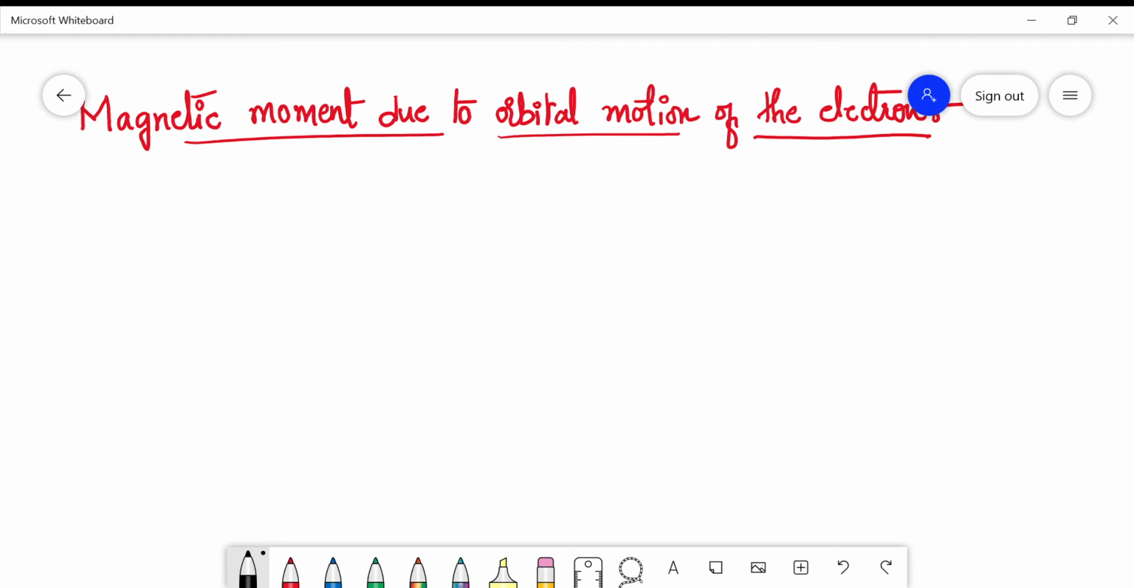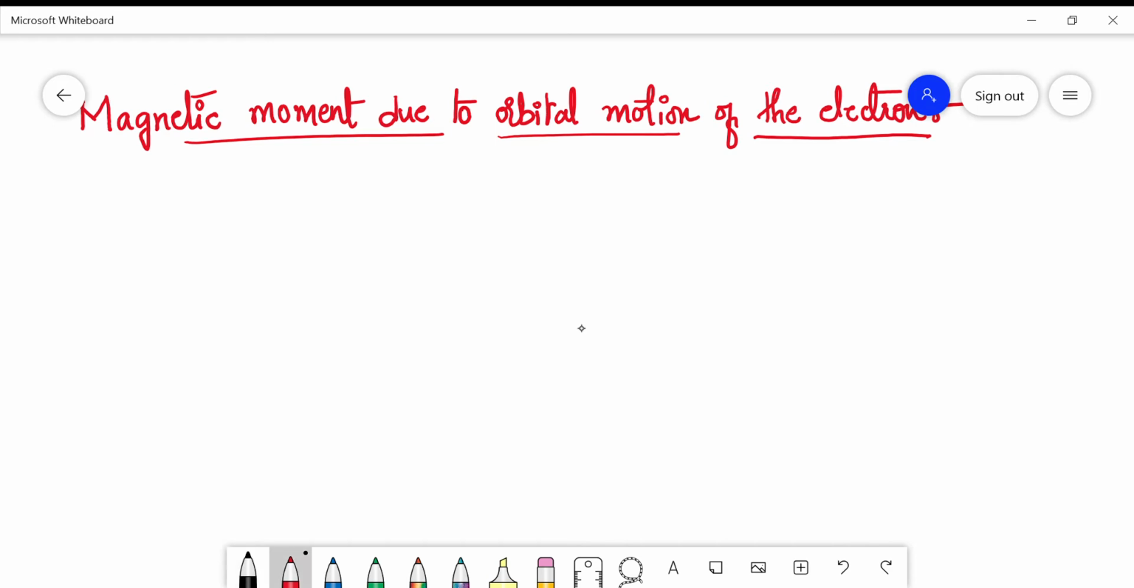Okay, today we shall discuss the magnetic moment due to the orbital motion of the electron. As we know, an electron has two kinds of motion. One is revolving around the nucleus, and the second is spinning about its own axis. Since the electron is a charged particle, its motion in a continuous loop will produce a magnetic moment.